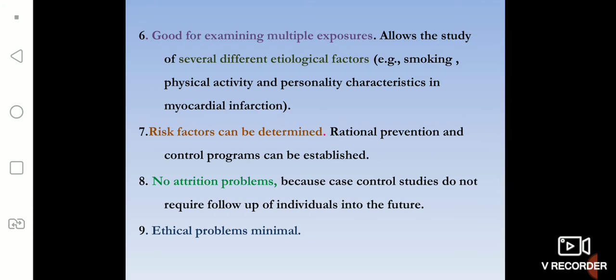Risk factors can be determined. Rational prevention and control programs can be established. There are no attrition problems because case control studies do not require follow-up of individuals into the future. And ethical problems are less.